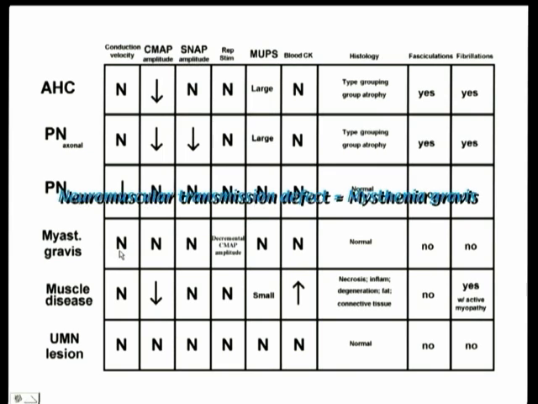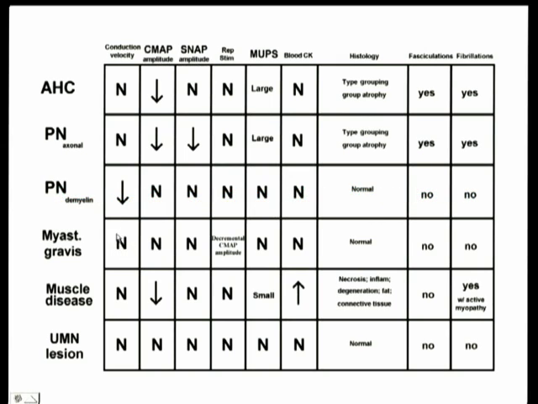In the case of myasthenia gravis, which is just a problem of the neuromuscular junction, that is, the acetylcholine receptors are shot, of course the conduction velocity is going to be fine. CMAP is going to be fine. Sensory nerve action potential is going to be, this is the key, decremental CMAP. That is, every time you shock the nerve, the compound muscle action potential is going to decrease from the first to second to the third to the fourth. Your MUP's going to be fine because your axons are okay. Blood CK isn't going to be affected because the muscle isn't dying, and you're not going to have any fasciculations or fibrillations.